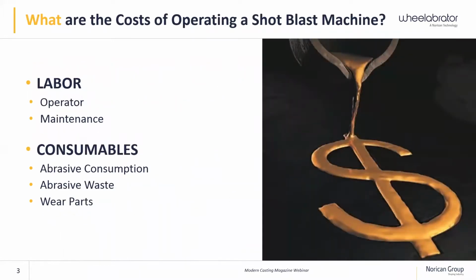On the costs, I've broken them down into two sectors: labor and consumables. Under the labor, it's the obvious things: the operator to run the machine, and maintenance, keeping the machine up and running. On consumables, I've broken it down into abrasive consumption, which we'll really get into today. It's probably the highest cost for operating a shot blast machine. Then we'll talk about abrasive waste and the wear parts that go along with maintaining your machine.